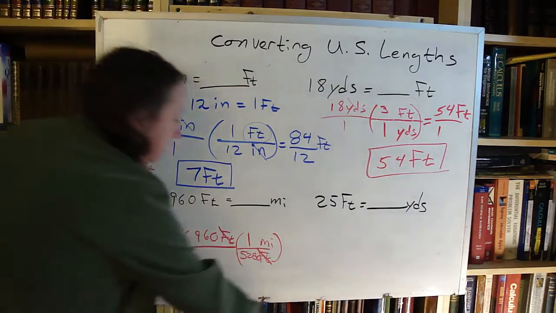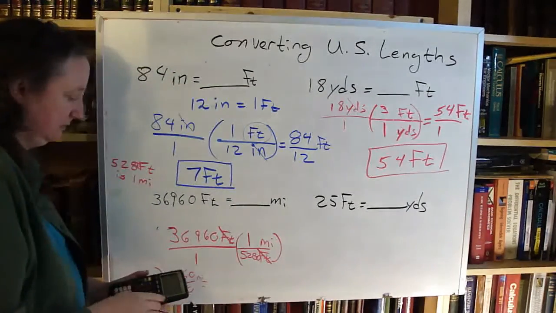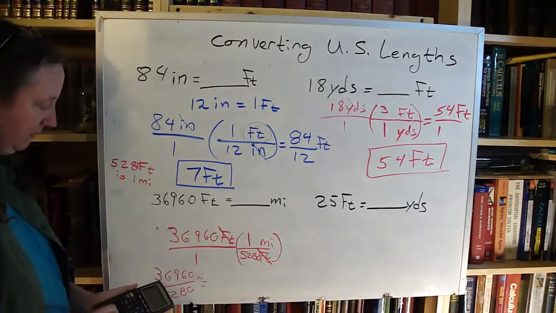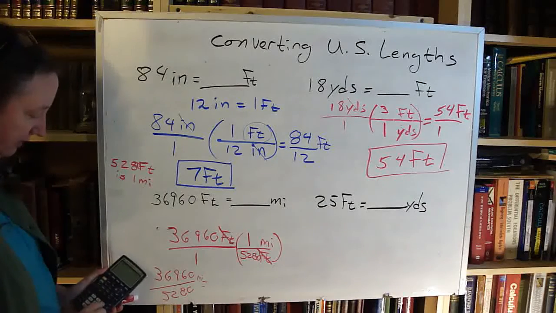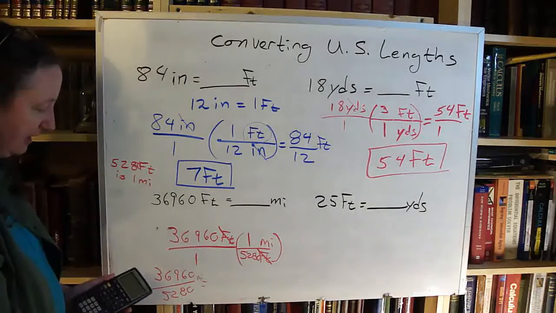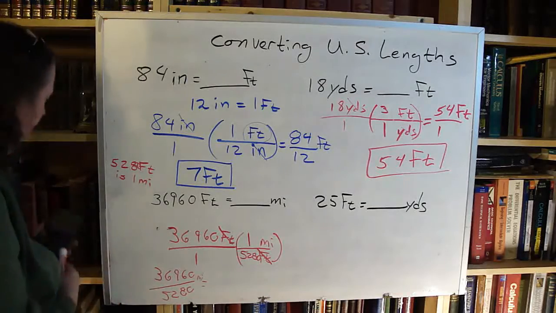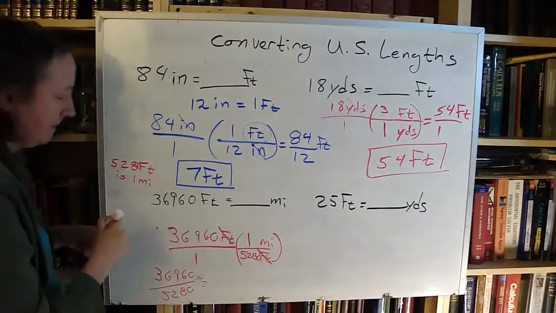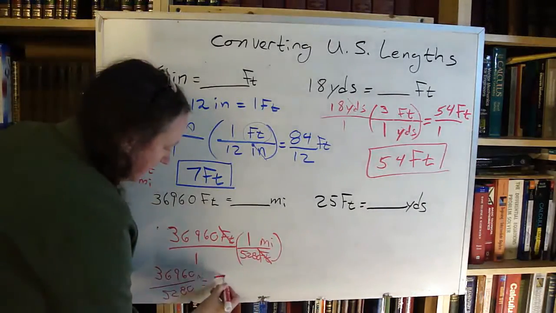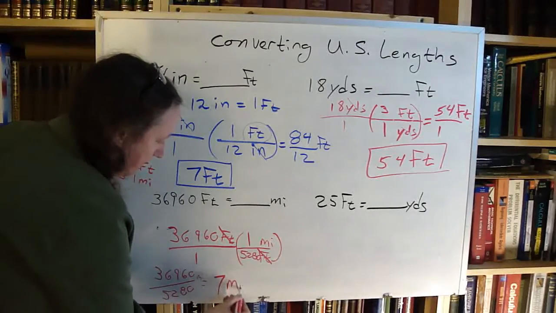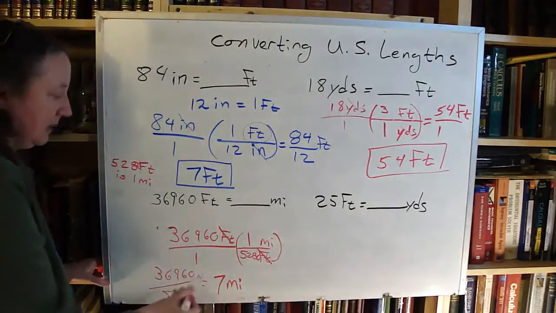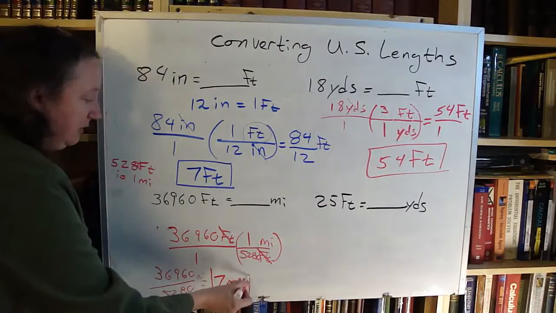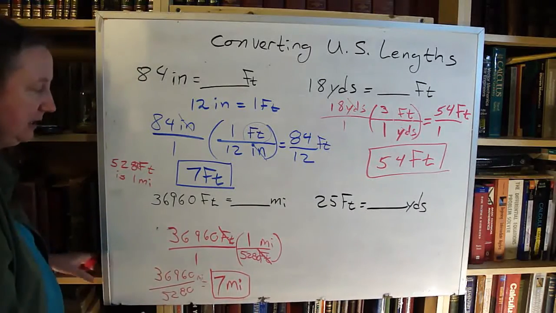Grab my calculator. 36960 divided by 5280 equals. And my calculator is telling me 7. Include my units in the answer, and I'm done.